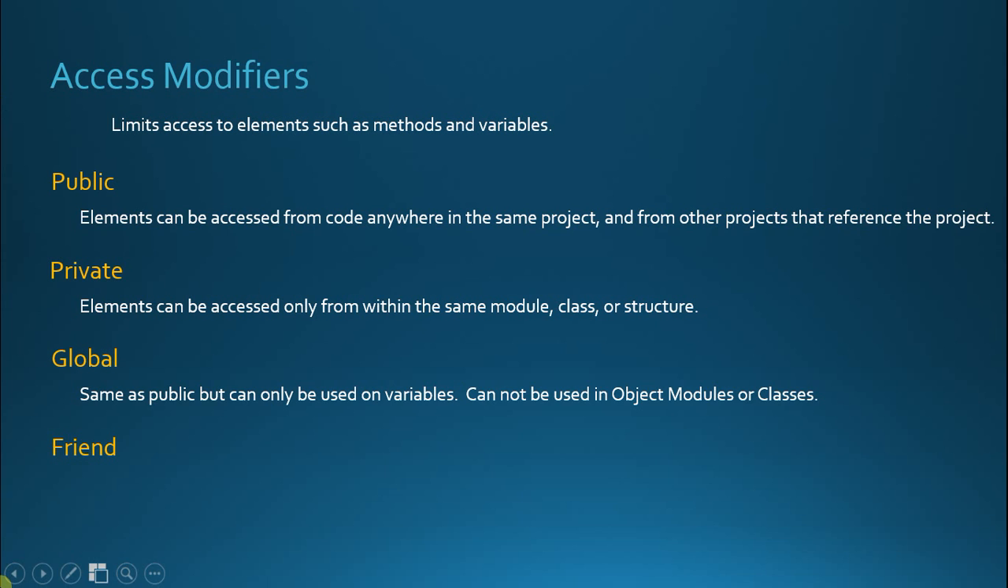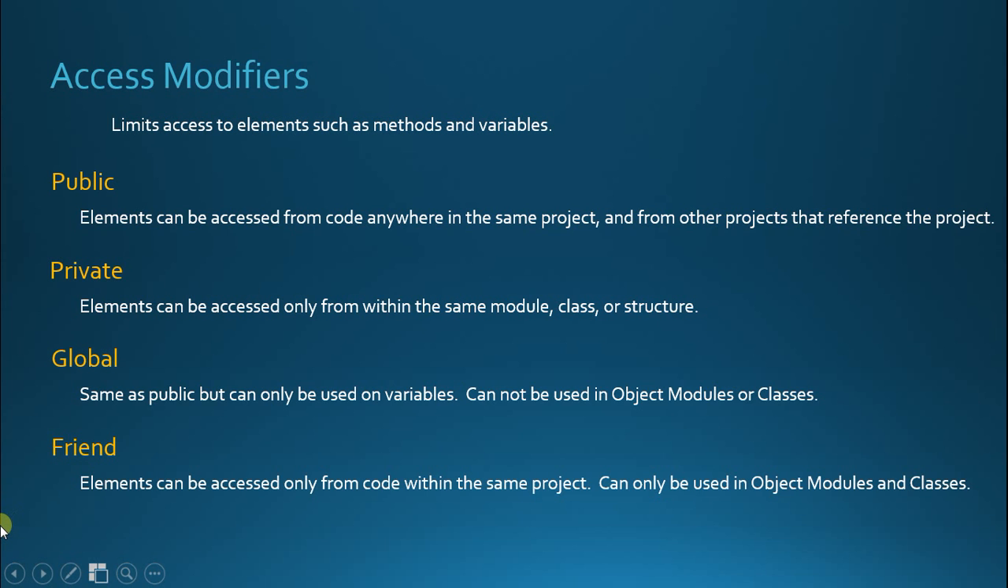And a friend access modifier basically makes it so that elements can be accessed only from code within the same project. And the friend modifier can only be used in object modules and classes. So you can't use friend in that separate module that I was talking about when I was talking about the global access modifier. Friend is used in basically the exact opposite circumstances.